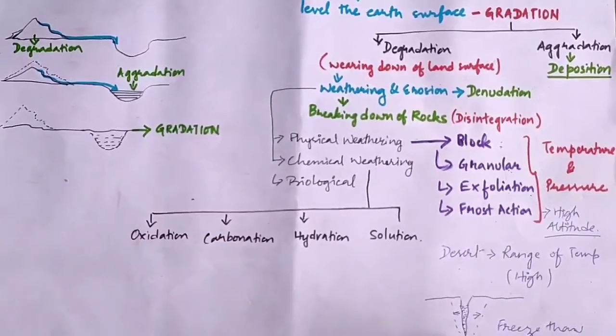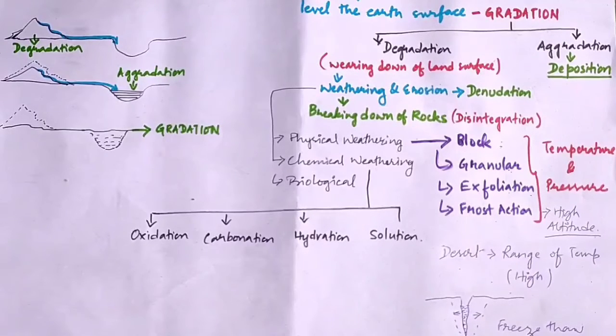Okay, so this was your physical weathering. Now we have chemical weathering, and in chemical weathering the disintegration of the rocks mainly takes place because of the alteration in the chemical composition of the rocks. When the chemical composition of the rocks changes, then weathering takes place. It is further classified into different types: oxidation, carbonation, hydration, and solution.